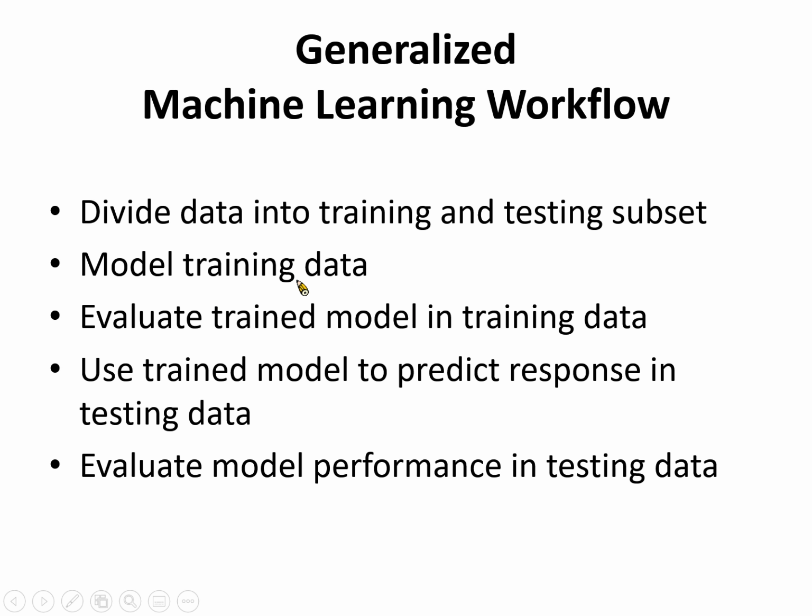Then we need to evaluate the trained model on these training data to see if the model worked well or not. Then we will use this trained model to predict the response in the testing data. In this case, the response is the age, and the model will be based on the brain volume matrix. Then we will evaluate the model performance in the testing data to see if the performance is consistent in the training and the testing data. So that is the whole framework of machine learning.